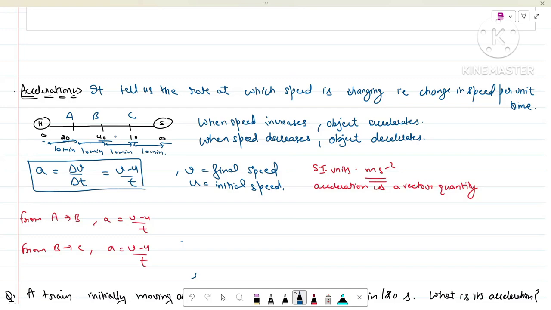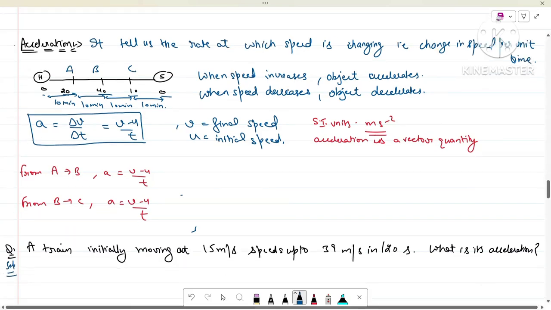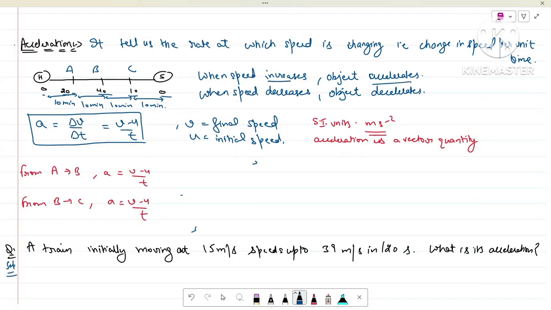So with time, speed is increasing or decreasing. The rate at which speed is changing is known as acceleration. So acceleration is change in speed per unit time. Now, this change can be both positive and negative. When speed increases, we say the object accelerates, like from A to B, where speed is increasing. And when speed decreases, we say the object decelerates, as from B to C, where speed is decreasing.